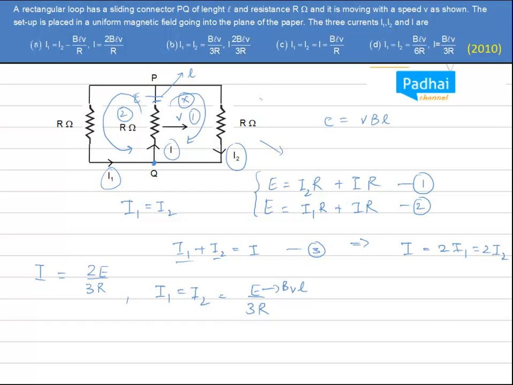Although this question was less about magnetism and EMI, it was basically about electric current and how to solve for it. So this was basically an electricity question, although it included the concept of magnetism as well.